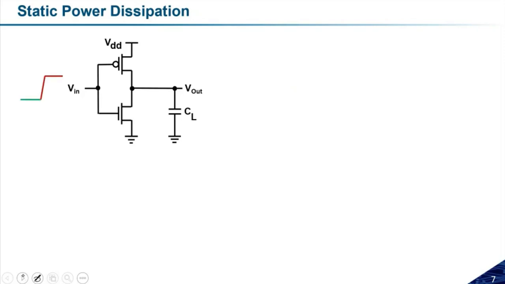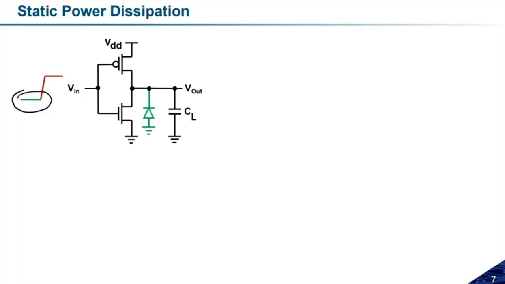Suppose I have the CMOS circuit, something like this, and let us consider the input is changing from 0 to 1. But the static power dissipation can happen only if the input logic is not changing. Either the input is at logic 0 or it is at logic 1, and in this case the static power dissipation will come. So let us assume the input is at logic 0.